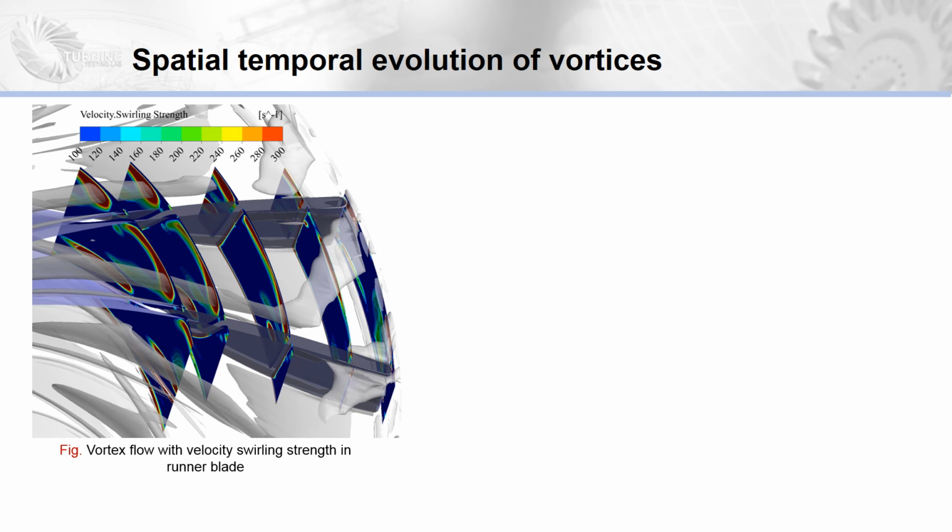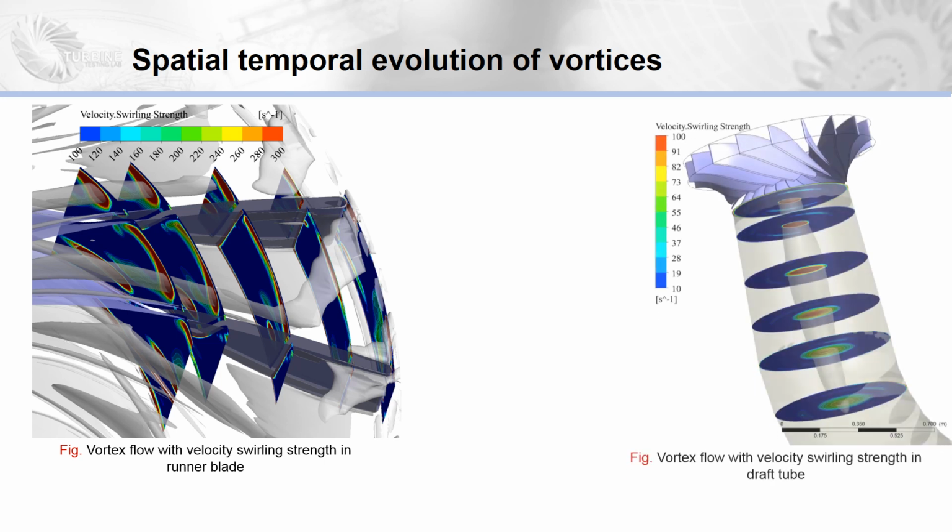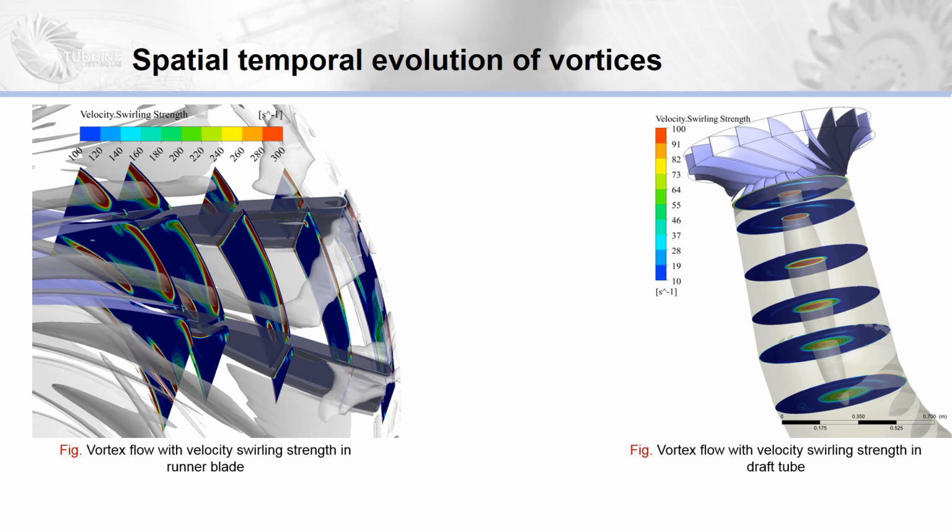which is due to the highest relative velocity from inlet to the outlet. Furthermore, the vortices were found to travel from the pressure side of one blade to the suction side of the other blade, but in the opposite direction to the runner rotation. In this figure, the shape of the vortex rope in the draft tube is shown, which is influenced by the leakage vortex travel from the runner vane.